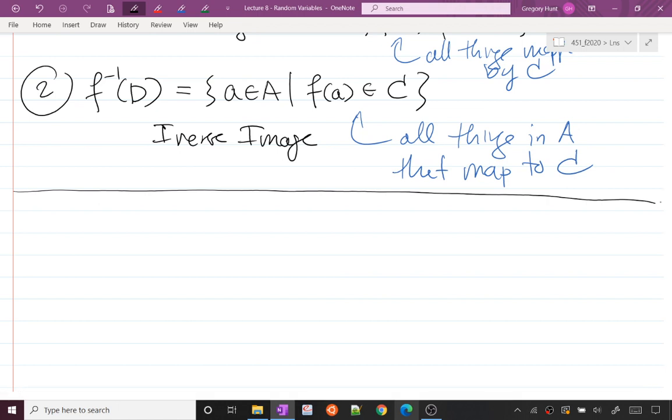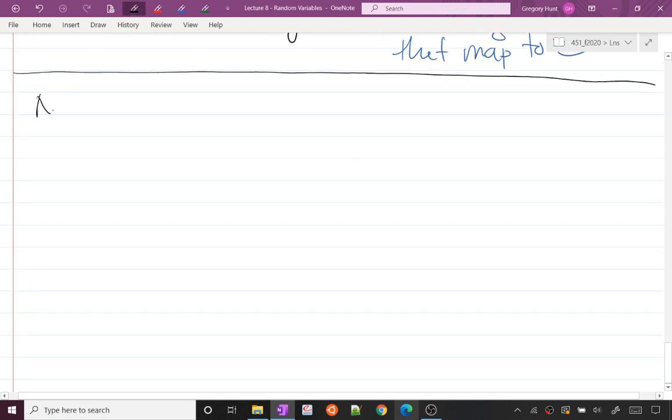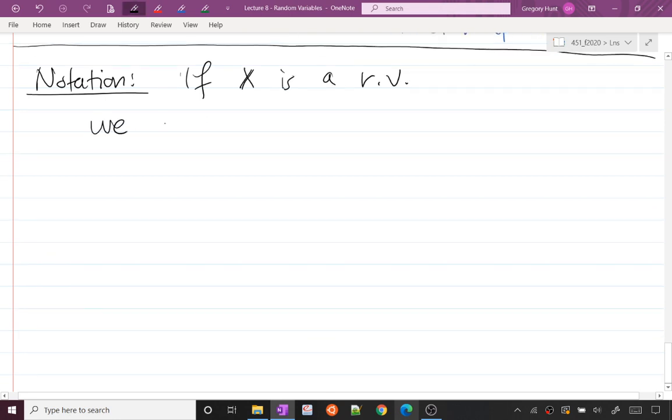The main point of the lecture is notation. We develop these things called random variables. So let's say x is a random variable, an RV. We really want to write, for example, the probability that x is in some set A, where A is some subset of the real line, right?